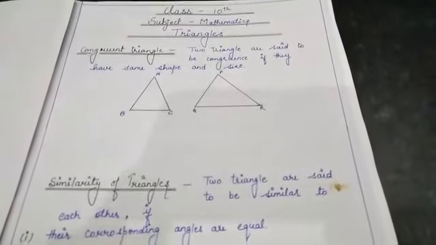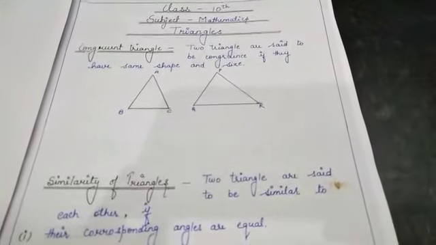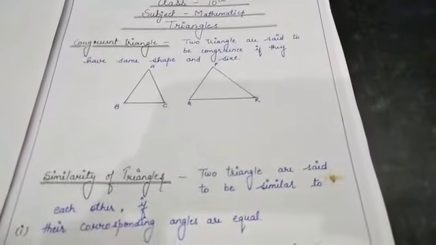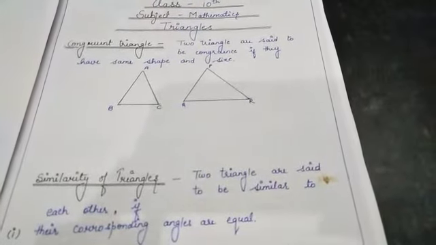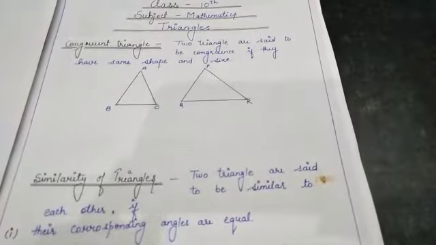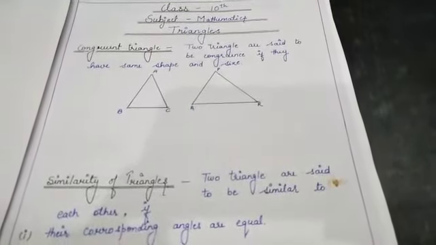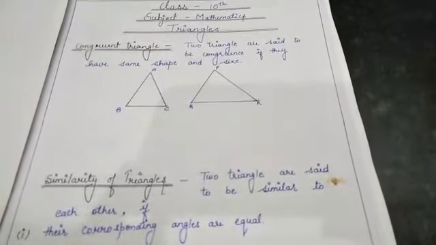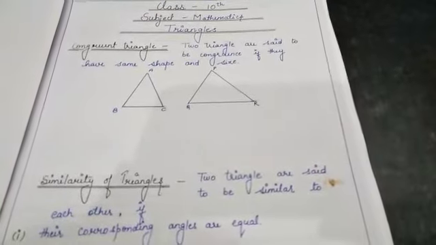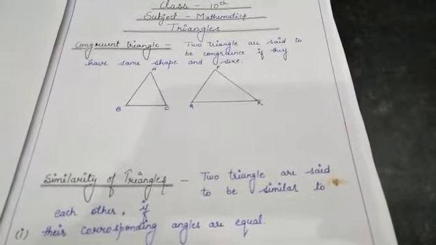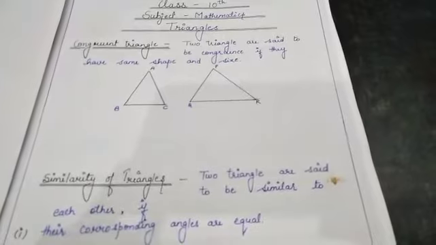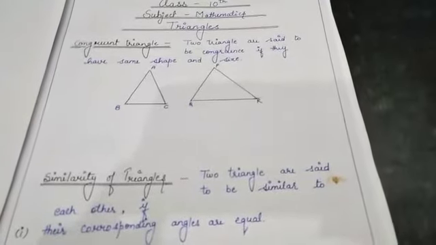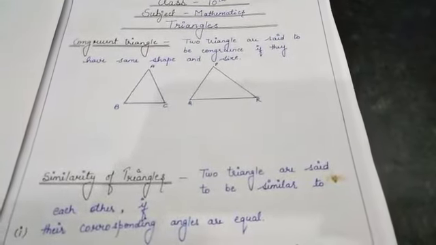Congruence of triangles is a topic you already discussed in the previous classes, class 9th. So what is a congruent triangle? Two triangles are said to be congruent if they have the same shape and size.